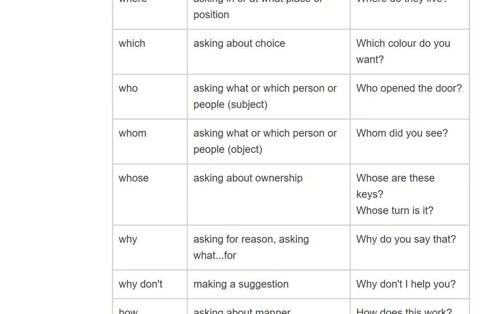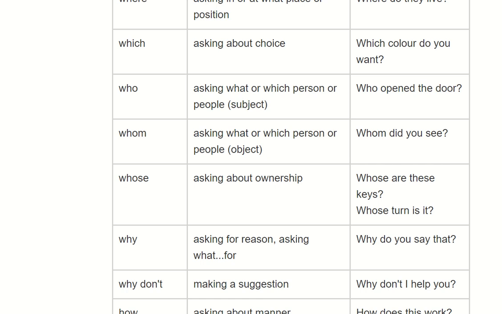On the other hand, we have whom. Whom is also used to ask about a person, one person or a group of people. But we have to make the person or people the object, meaning that it is something at the back.